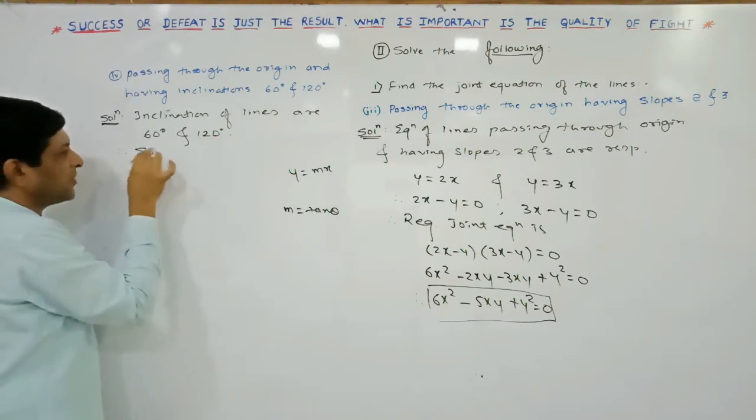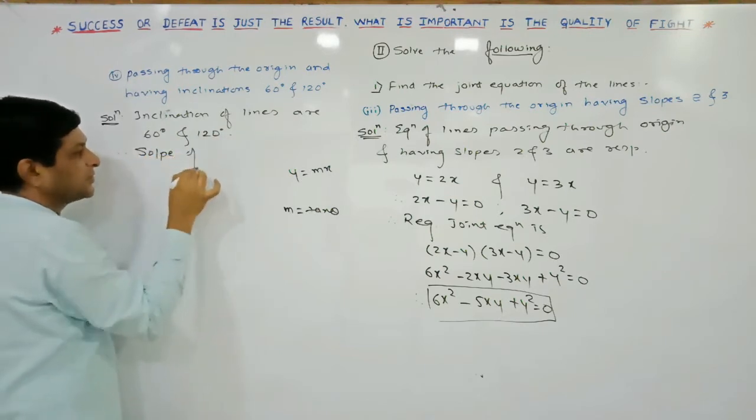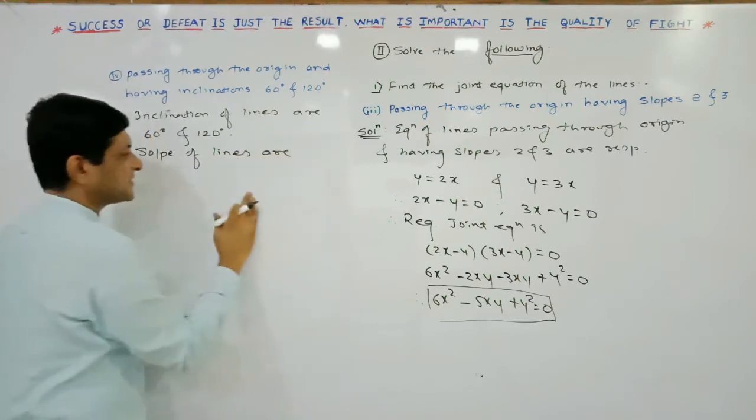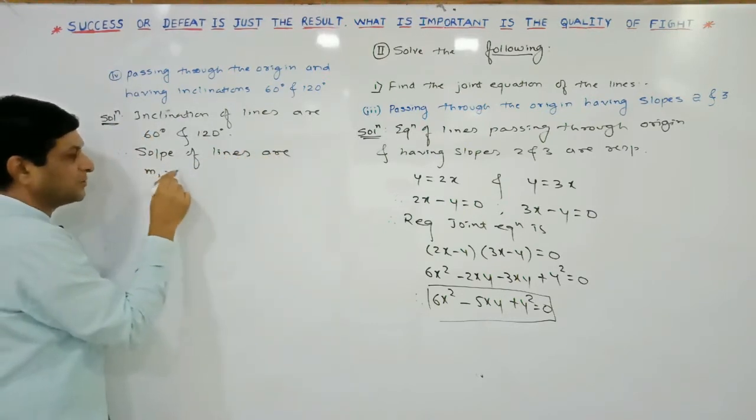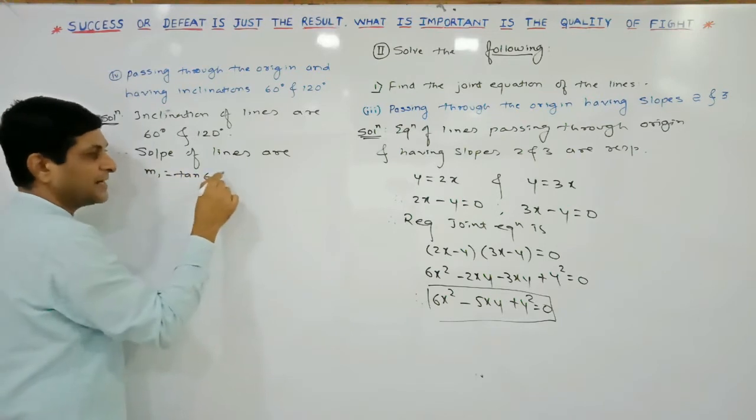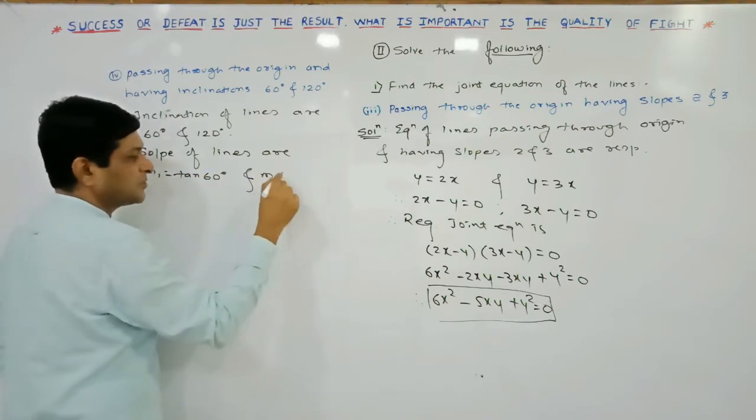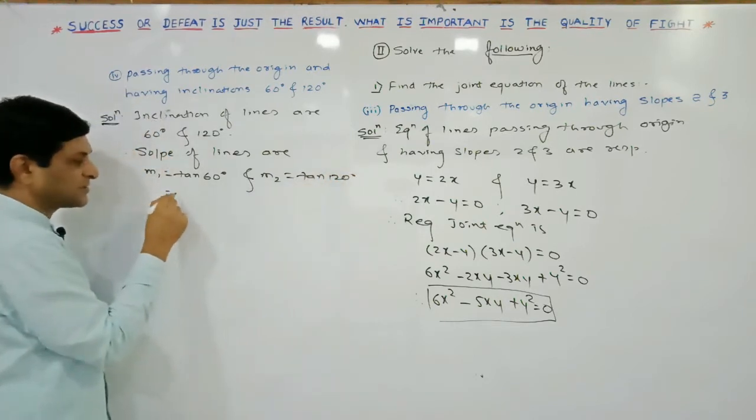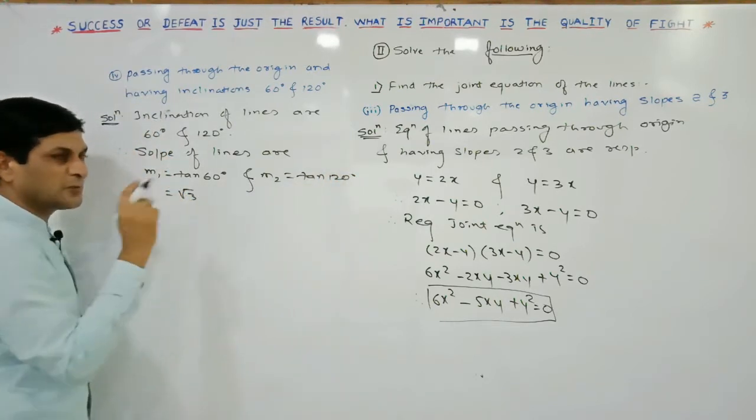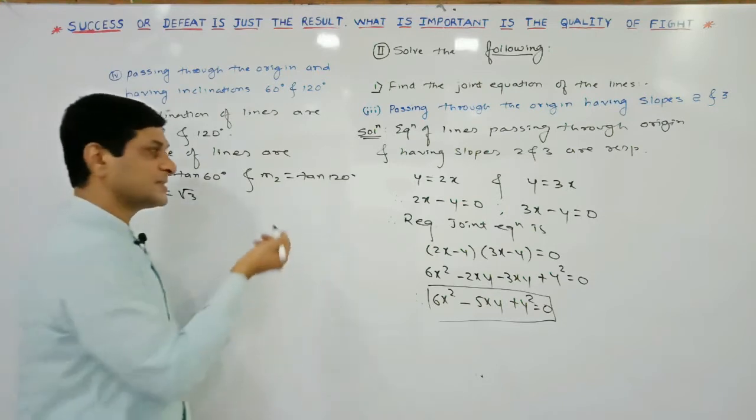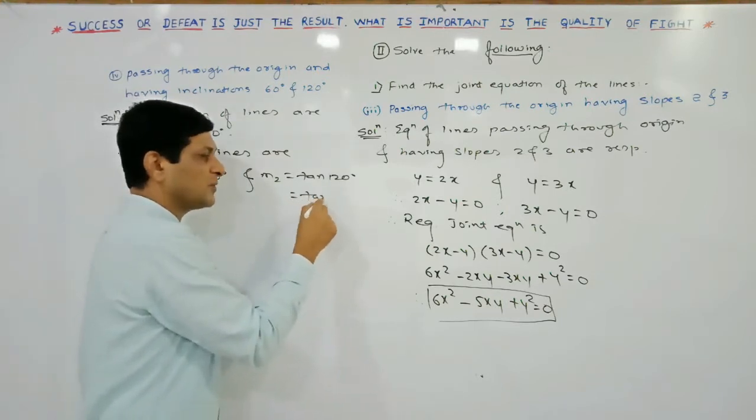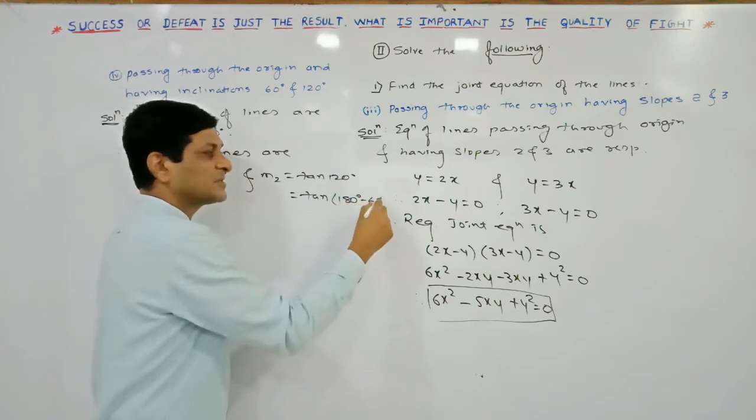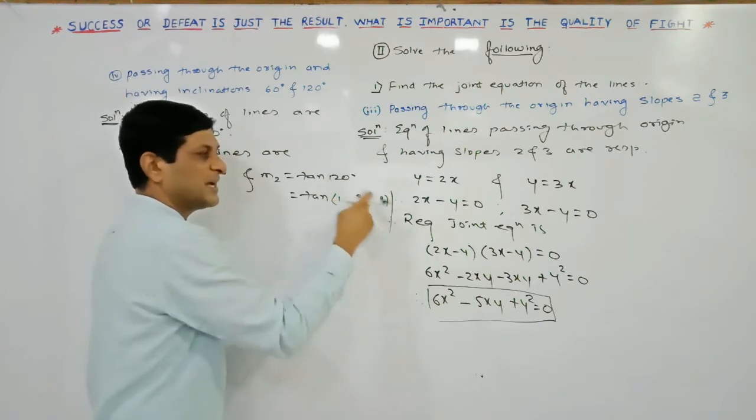Therefore, the slope of the lines are, so let us denote the slope of the first line by m1. m1 is equal to tan 60 degrees, and the slope of the second line m2 is equal to tan 120 degrees. We know that tan 60 is equal to root 3, means the slope of the first line is known to us. Second line, let us try to find out the slope of the second line. 120, can I write it as 180 degrees minus 60 degrees? Yes, because 180 minus 60 is how much?